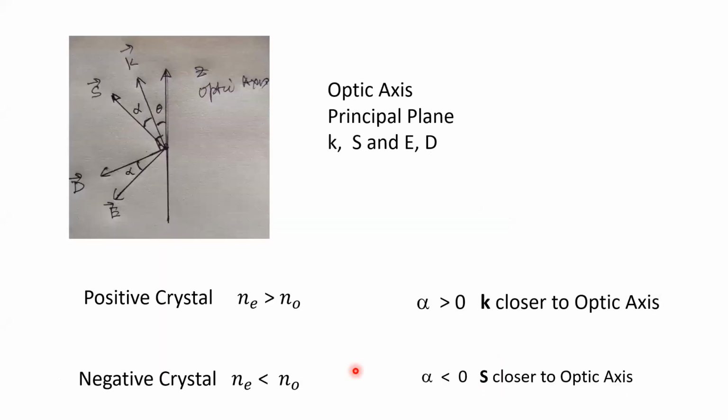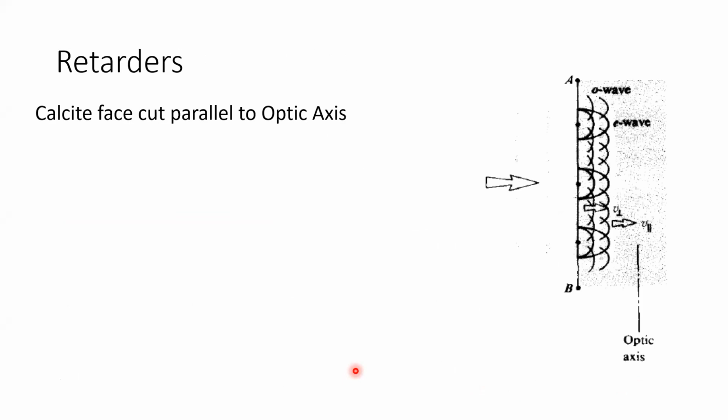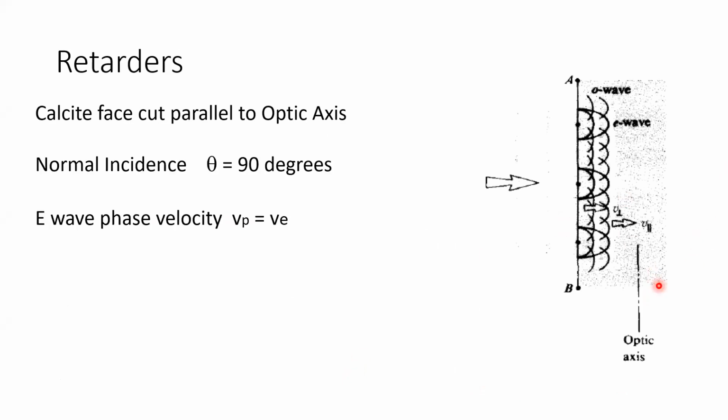So in this case, what's happening is we have normal incidence. The E wave is traveling with VE. The O wave is traveling with VO, and the two are different. Furthermore, notice that alpha is also 0. So not only are the waves traveling in the same direction, there's no separation between the energy of the two waves.